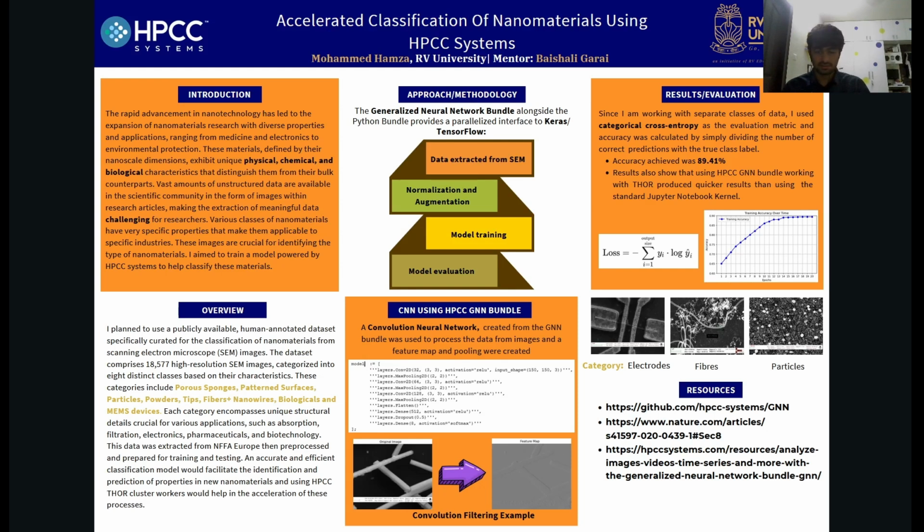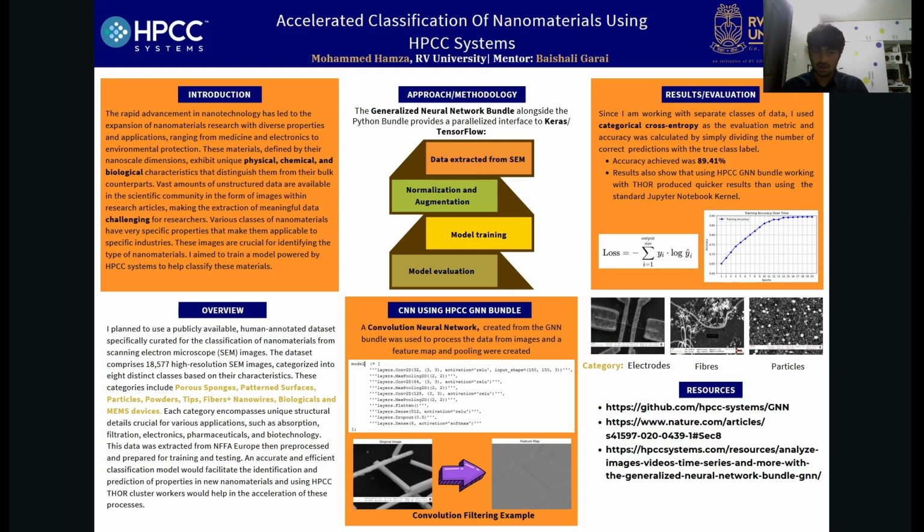One of the use cases for this project is to help researchers classify nanomaterials. One of the problems faced by them is that they have to perform several tests to figure out what type of nanomaterials they're working with, and this project helps to reduce that stage of research. Various classes of nanomaterials have very specific properties, and that makes them applicable to specific industries. These images are crucial for identifying the type of nanomaterials. So the main aim of this project was to train a model powered by HPCC Systems to help classify these materials.